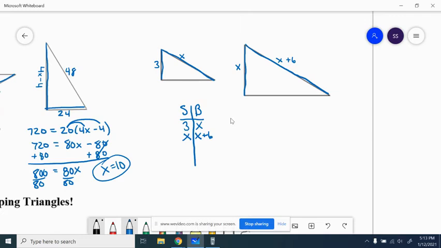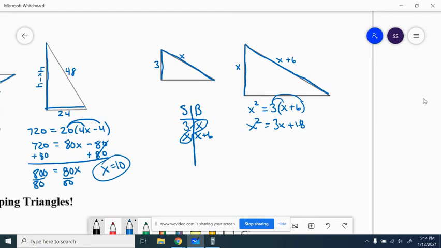All right, so we can still cross multiply and divide here. So we're going to cross multiply x times x, which is x squared, is equal to 3 times x plus 6. So again, make sure you put that in parentheses so you remember to distribute. So 3 times x is 3x. 3 times 6 is 18. All right, so we're left with x squared is equal to 3x plus 18. So we have a quadratic here, so we need to factor.